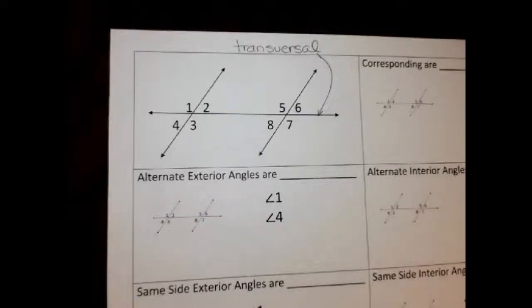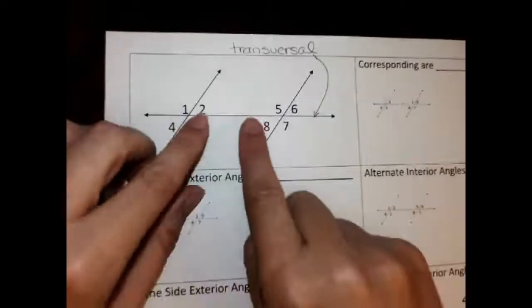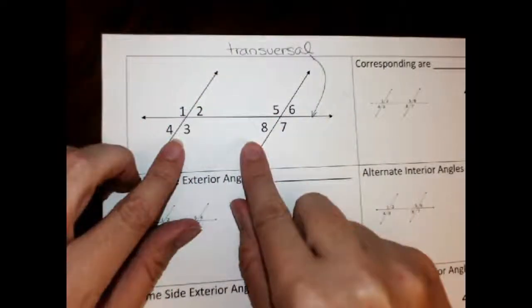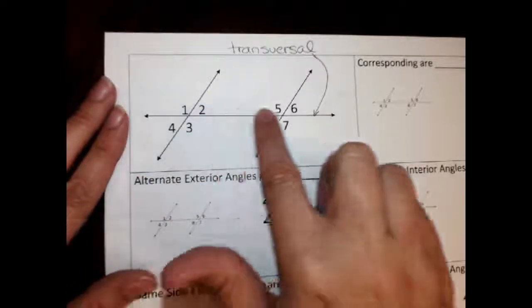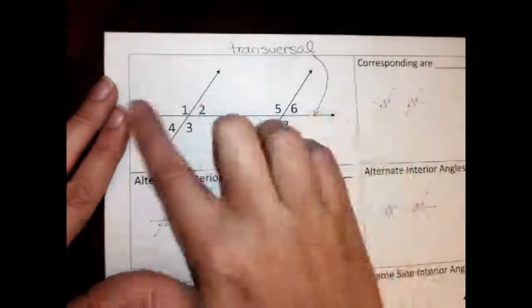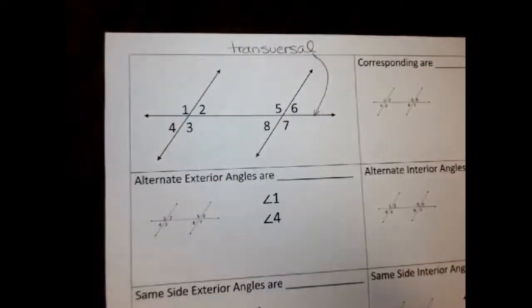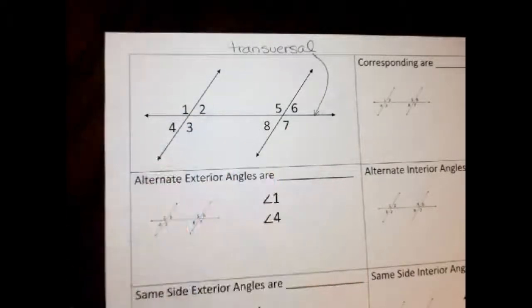Okay, this is Unit 4, Day 3, Part 1 of our notes. And I have here two lines. These are parallel, and these are cut by a third line, and the third one that goes across the other ones is called the transversal, and I've labeled it here already.